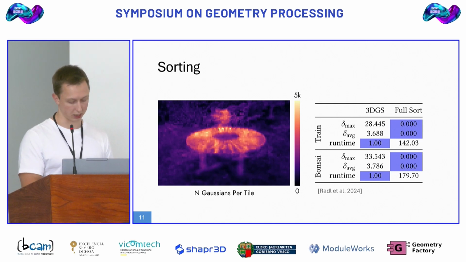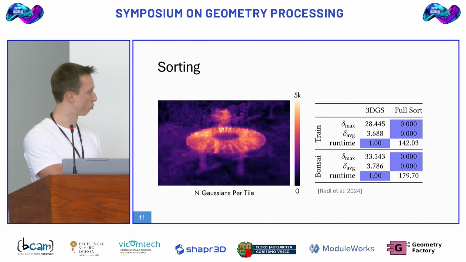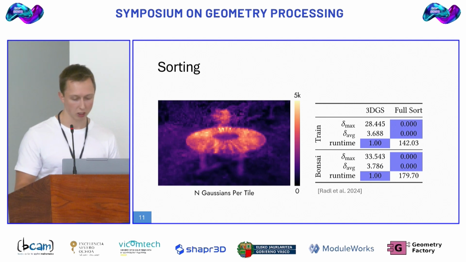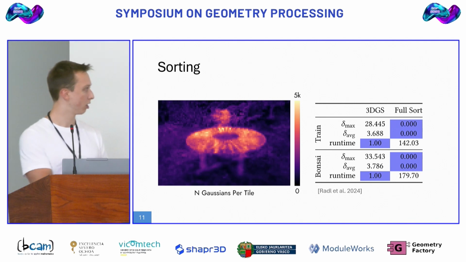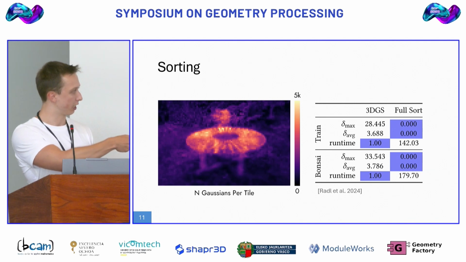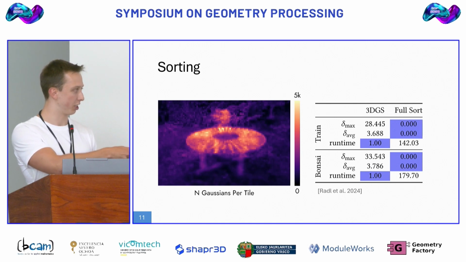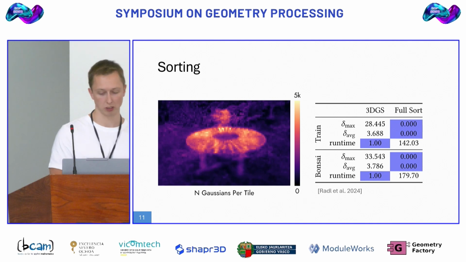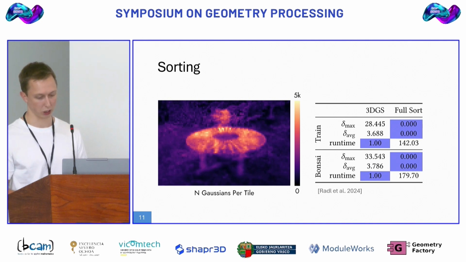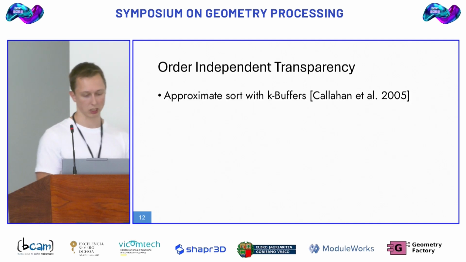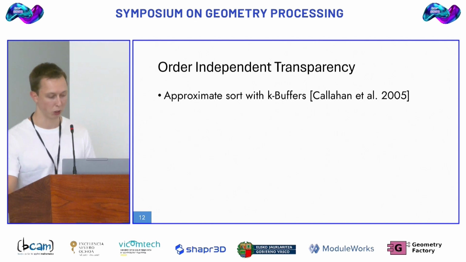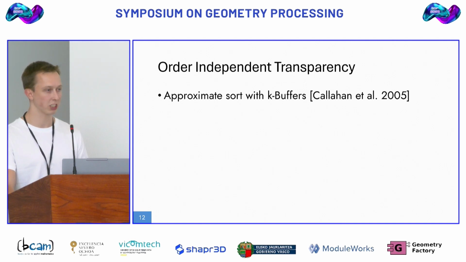And as you can see, however, we might have a lot of Gaussians to represent the scene, so up to a few thousand Gaussians per pixel. And while sorting per pixel does lead to no sort error anymore, if you look at the runtime, you can see that we are now more than 100 times slower. So this is obviously not really desirable. So this is where the well-known order-independent transparency methods come in.